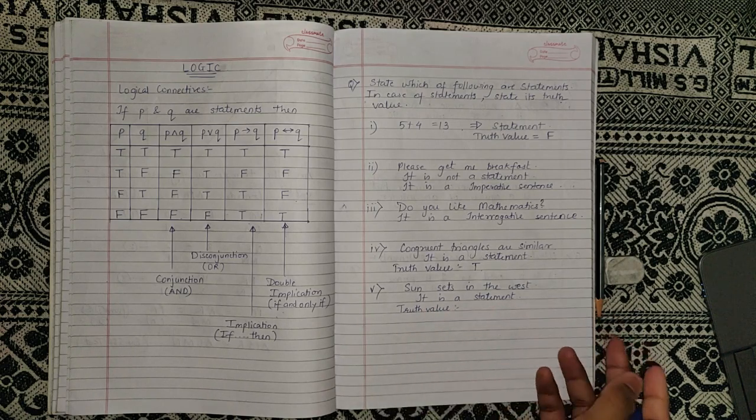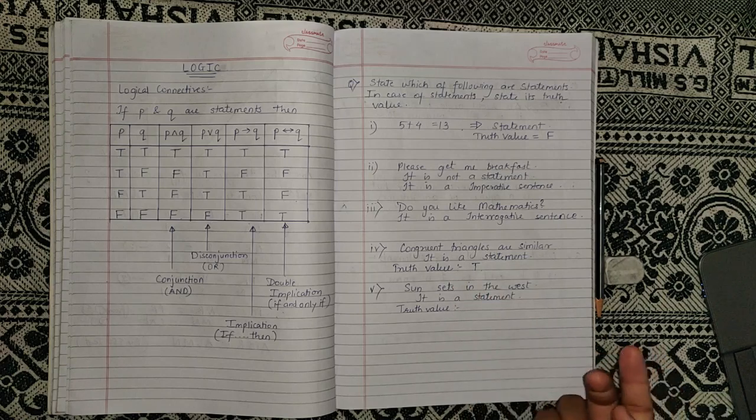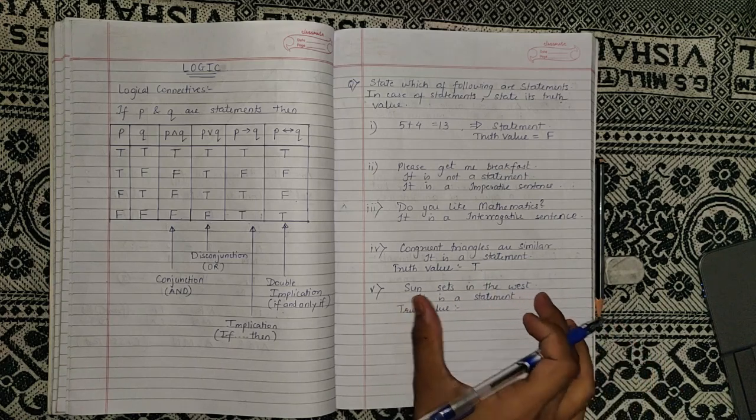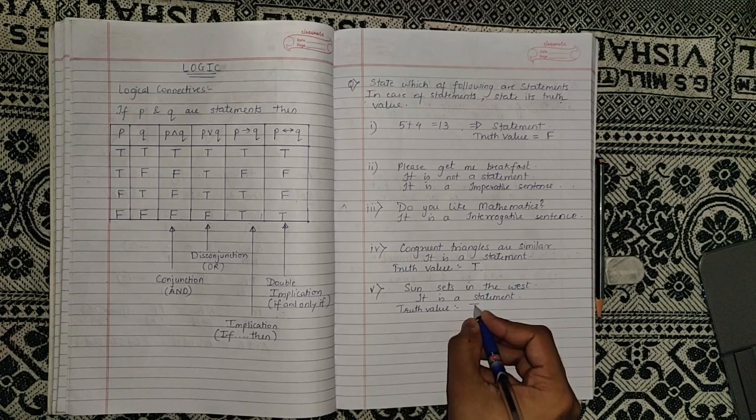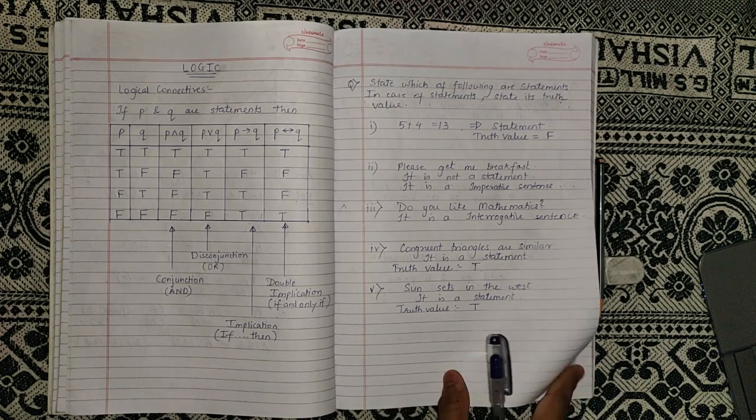So the sun sets in the west. Now as you know, the sun rises in the east and sets in the west, so that means this statement is a true statement, so we write T over here as a truth value.